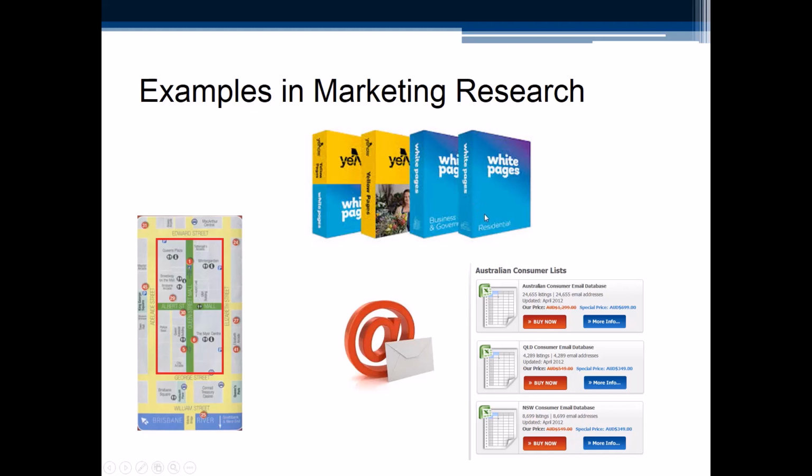Something like a phone book can represent a sampling frame. Something like a mailing list can represent a sampling frame, where we've got a list of all people that we're going to potentially include in our sample.